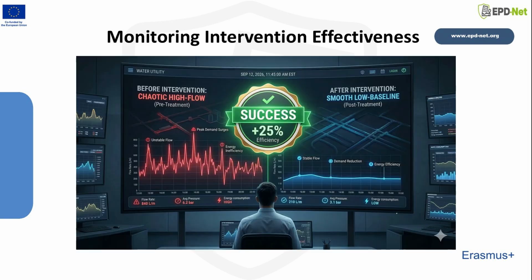Monitoring results also support continuous improvement. By analyzing outcomes and incorporating feedback, utilities can refine detection methods and adjust intervention strategies. This iterative process helps improve long-term performance and supports sustainable water loss management.